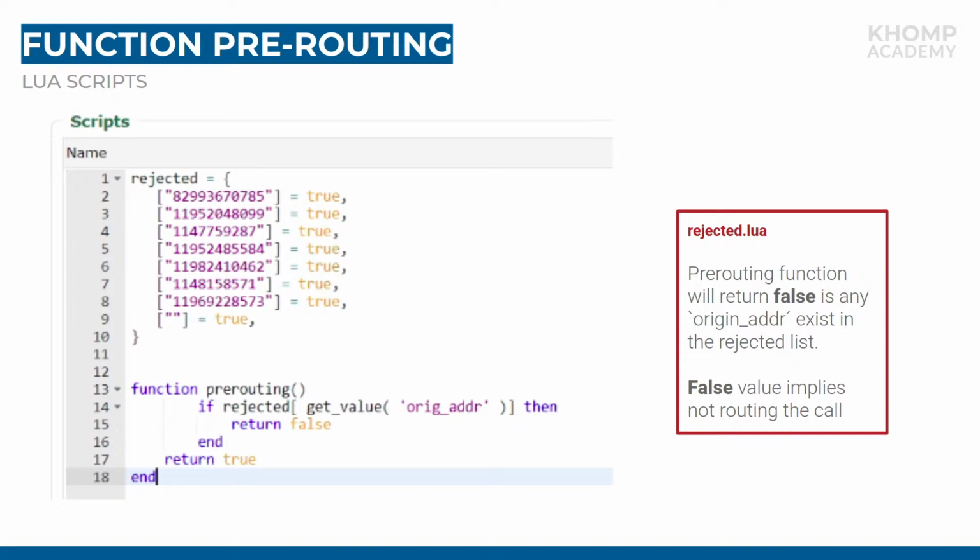So if that number, the origin address, is found in this rejected list, it's going to return false. False means drop the call. Everything you do in any of these four functions that returns false is going to be a dropped call, especially in pre-routing. So if this number appears in this list, this call is going to be dropped.